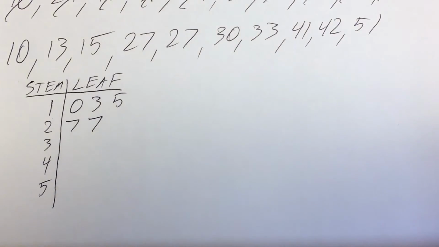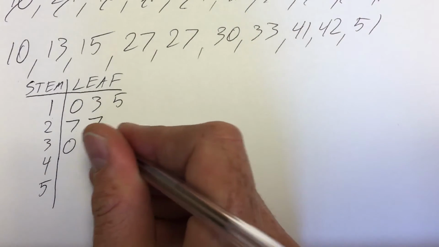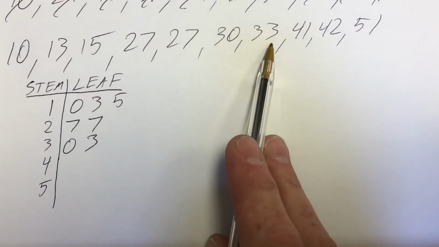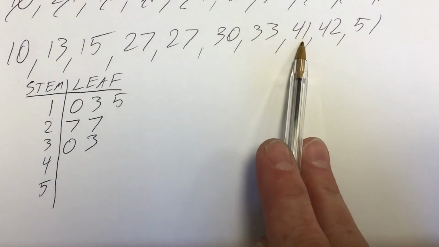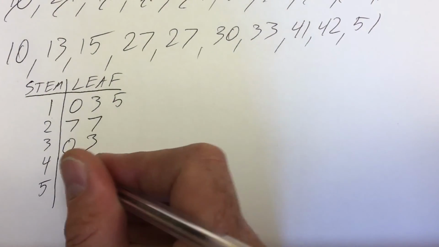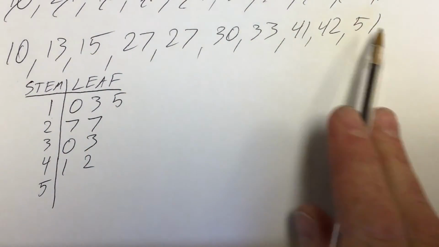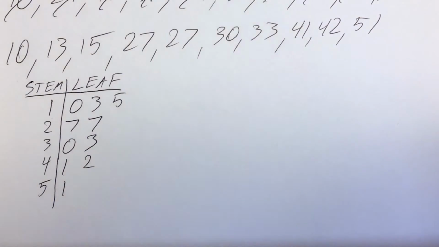The 30s are 30 and 33. So again, we'll add a 0 for the 30 and add a 3 to represent the 33. The 40s would be 41 and 42. And the last number, 51, would be represented with a 1 next to the stem 5.